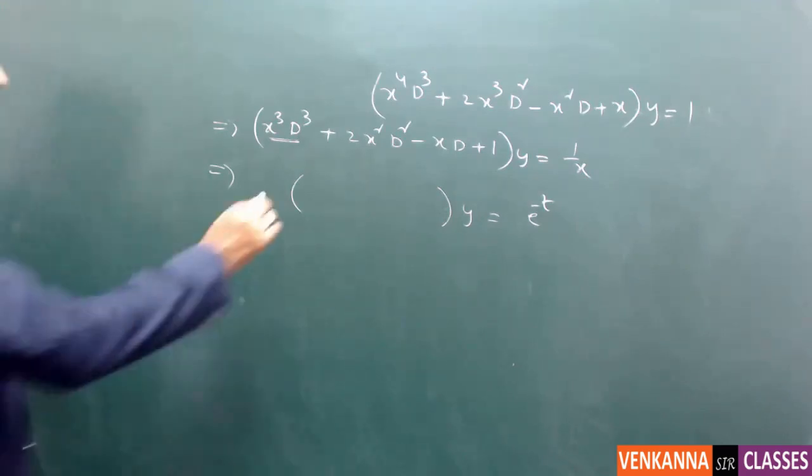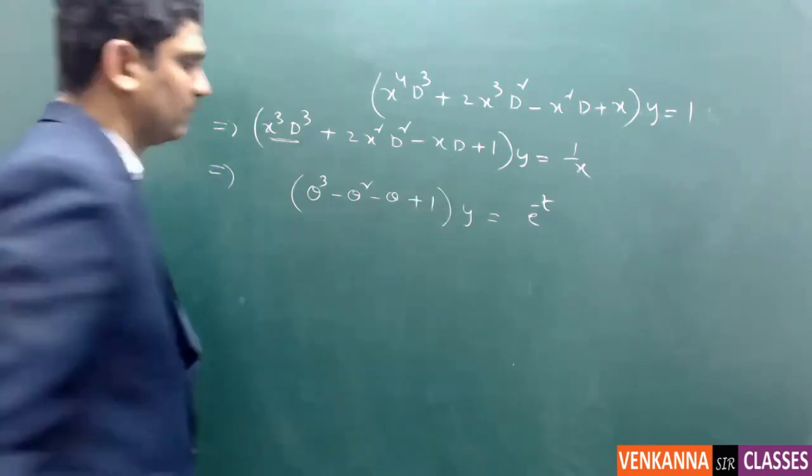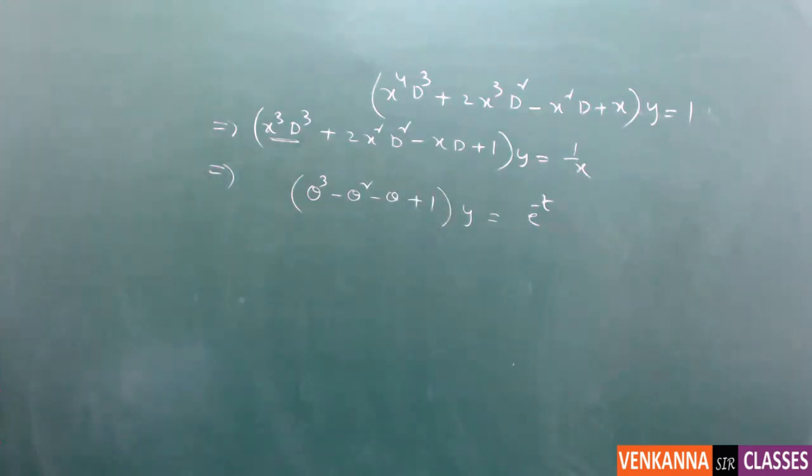You can check on yourself. Theta cube minus theta square minus theta plus 1. So all of you check on yourself whether the coefficient is achieved correctly or not. Then tell me. If possible, find the YC also. Give me the roots.